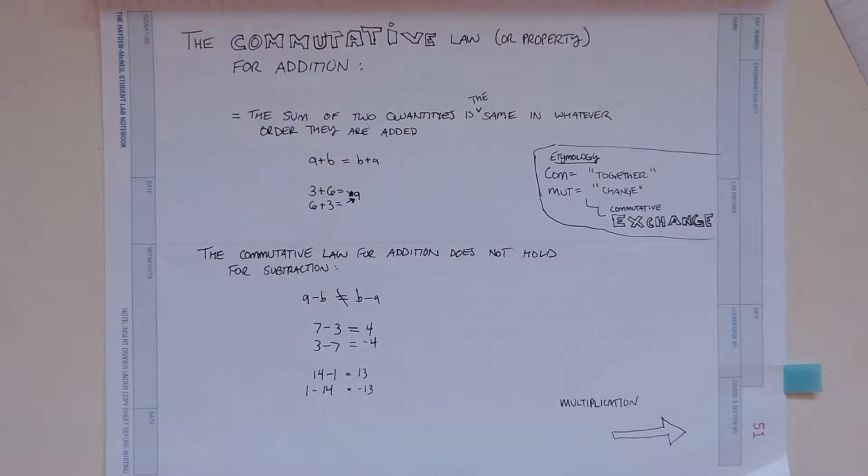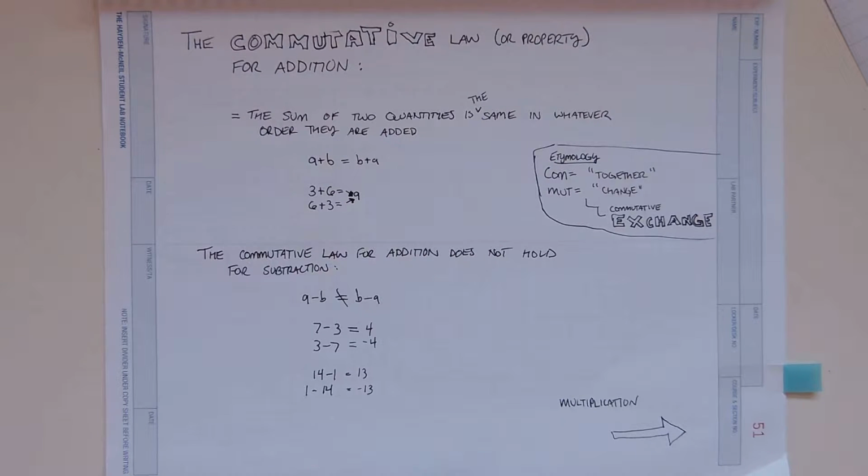Alright, so this is going to be a video on the commutative and the associative law of multiplication and addition. Because remember, multiplication and addition are kind of like friends, and subtraction and division are friends, but the two groups are not really friends with each other. So we'll see that here.